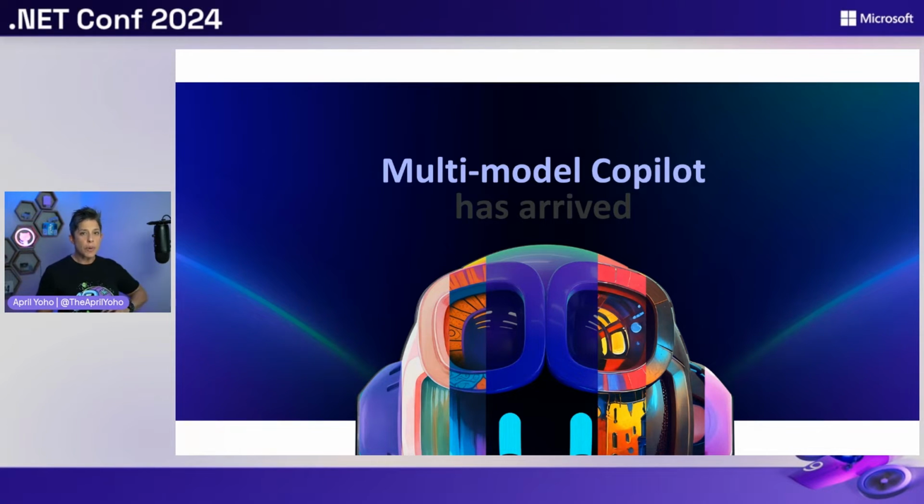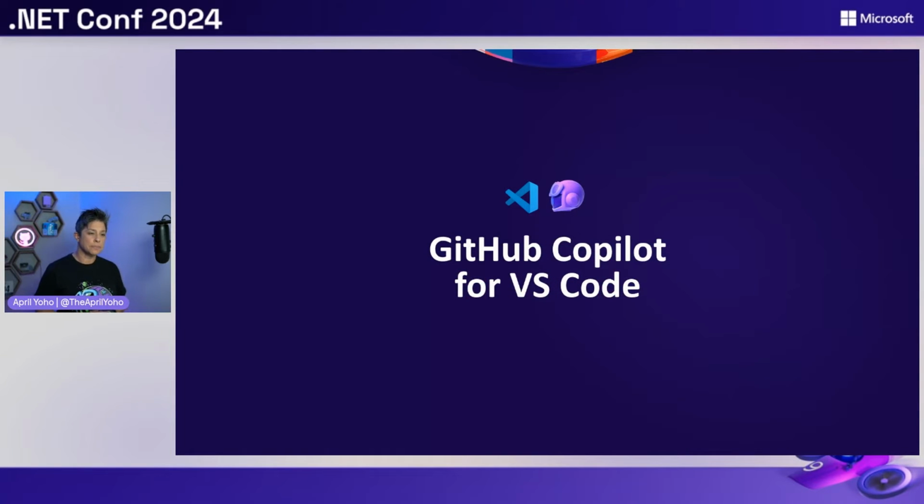So let's talk about the new changes that you're going to see in your IDE. GitHub Copilot in your IDE is evolving. We offer GitHub Copilot Chat in both Visual Studio Code and Visual Studio. Now, we tend to offer all these things first in Visual Studio Code.